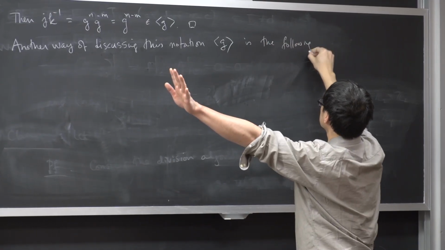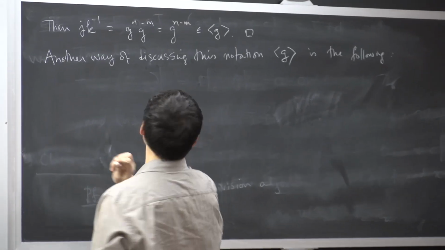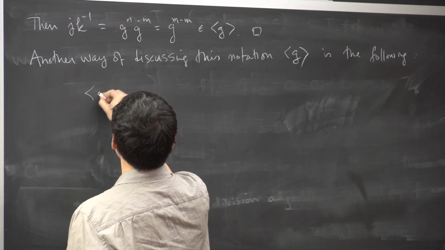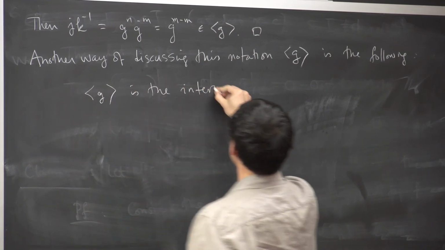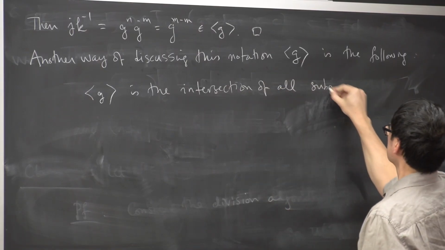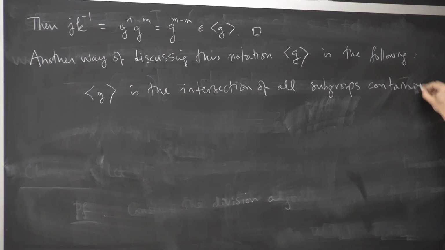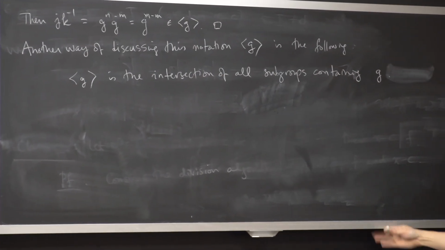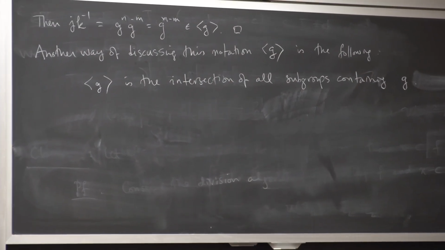Forget about powers. Well, actually, let's not forget about powers. So G is the intersection of all subgroups containing G. Does that make sense? So basically what we're going to do is the following.